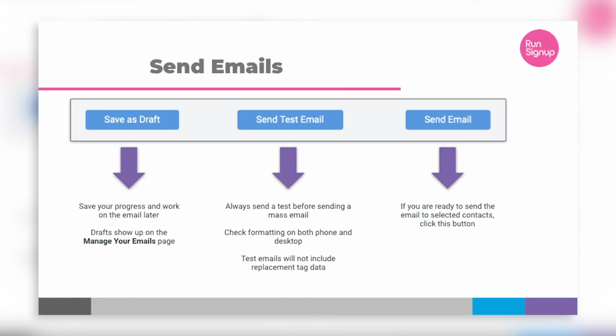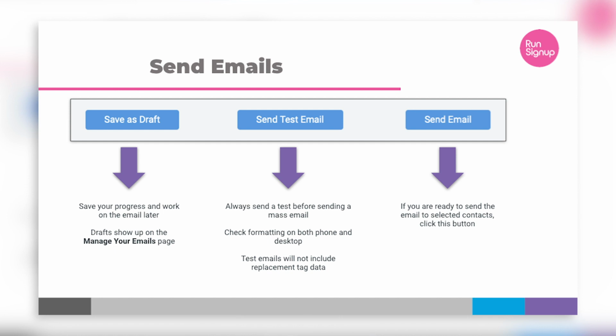Here are the different ways or different times of sending the emails. You can always save it as a draft and come back to it later without setting up a certain time for it to send out. And to get to that, you just want to go into your Manage Emails page, and you can continuously update that as you move on.